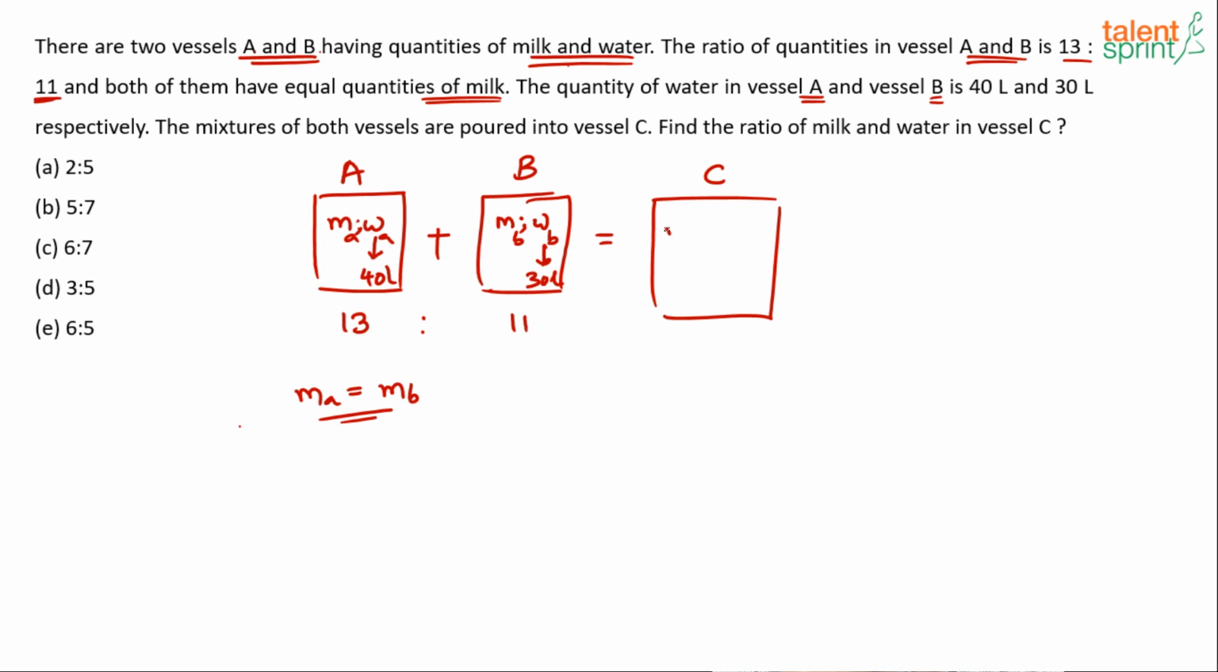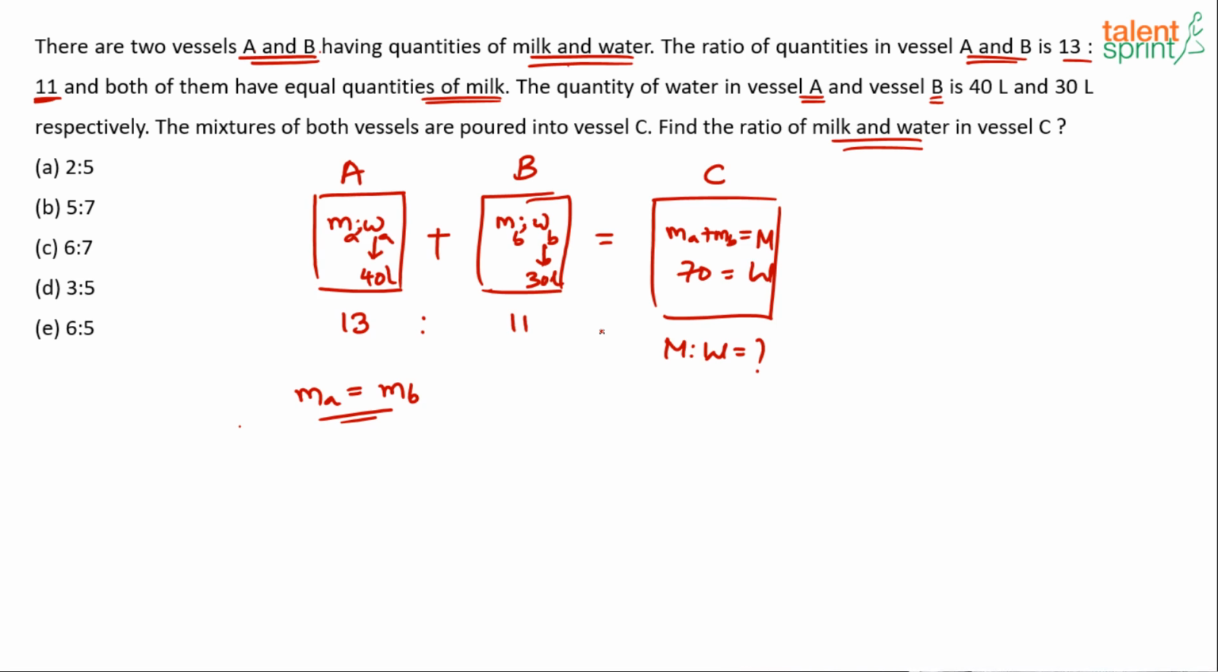So what will vessel C have? It will have MA plus MB as the milk quantity and 70 as the water quantity. Yes or no? MA plus MB is the total milk and the water is 70. Find the ratio of milk and water in vessel C. So what is M is to W is the question. Capital M is to capital W. Find the ratio of milk and water in vessel C.